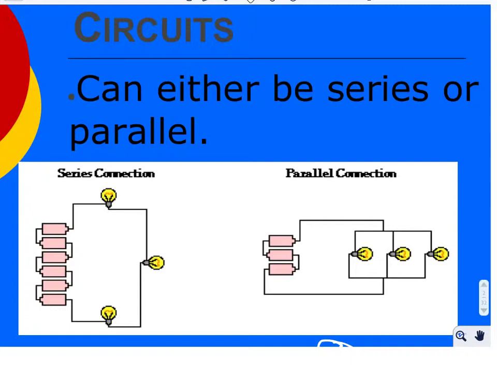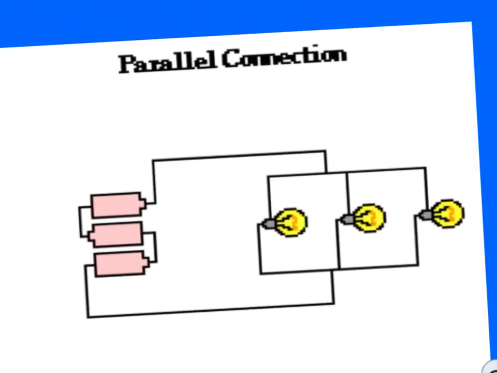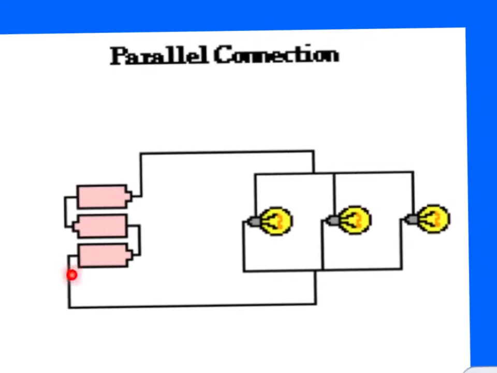Looking at circuits, a circuit is when you have a complete cycle of electrons flowing from one direction to another. You could either have them in series or in parallel. Here's a series circuit. You notice how the electrons are all flowing in just one direction. Well, if you look at a parallel circuit, there are little branches where it could go in multiple directions.